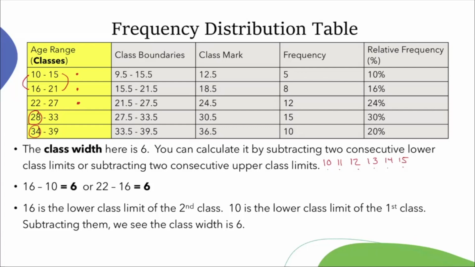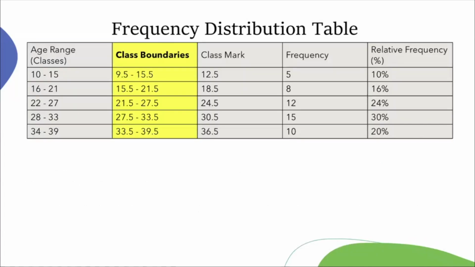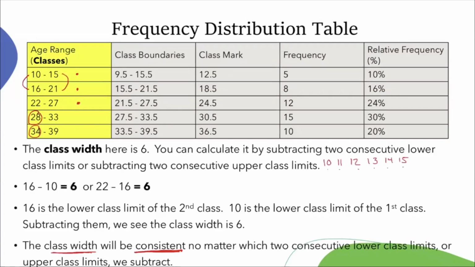Okay, so I want to show you some mathematical examples of finding the class width by using that first column. I want to reiterate, though, that the class width is the same throughout. It's consistent throughout the entire table, no matter which 2 consecutive lower class limits or upper class limits are subtracted. So here's another example. If we do 39 minus 33, it's 6. Class width is 6.